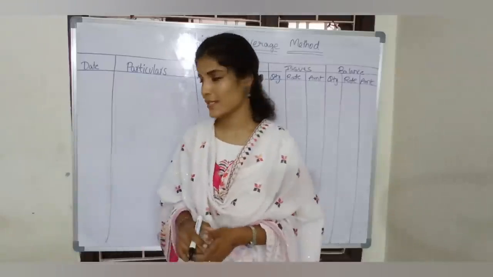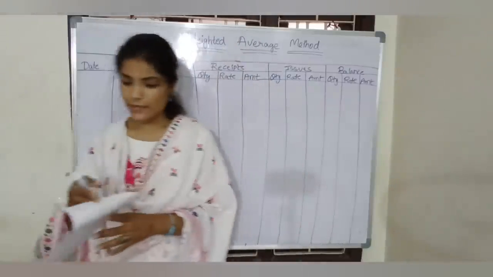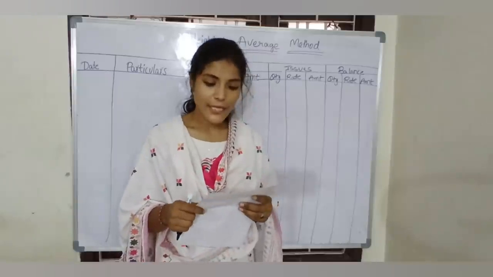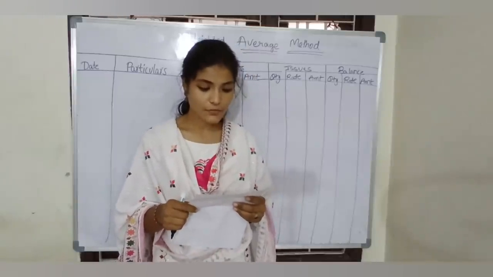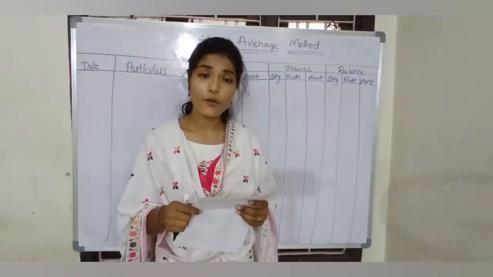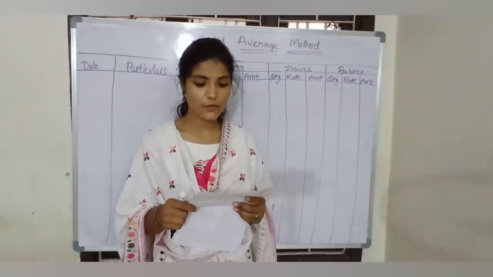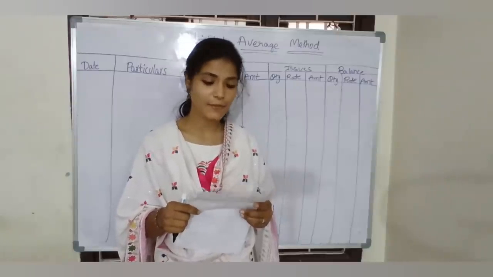The question is shown on the screen. Here in this question: from the following, prepare the stores ledger account under LIFO, FIFO, weighted and simple. LIFO and FIFO we have already done in the explanation videos. Now in this video we are doing the weighted method.